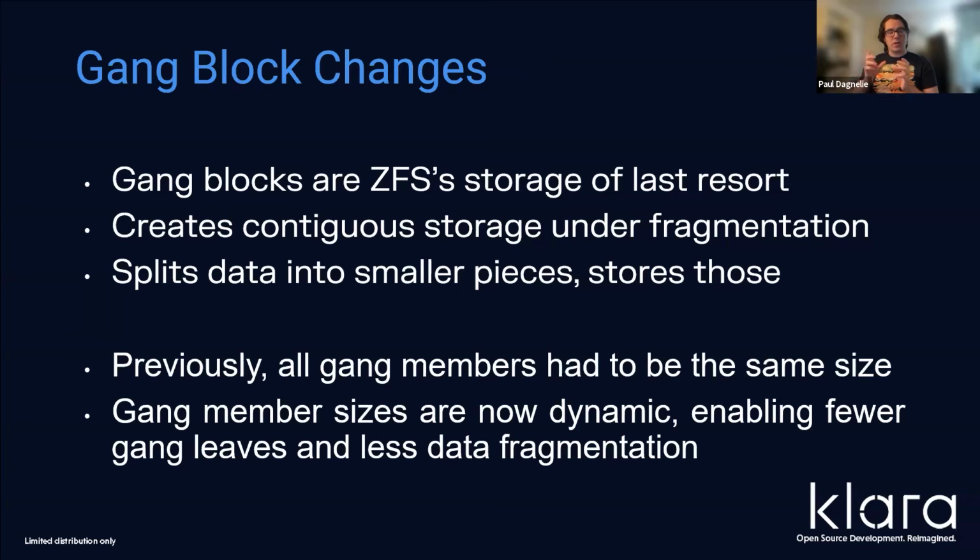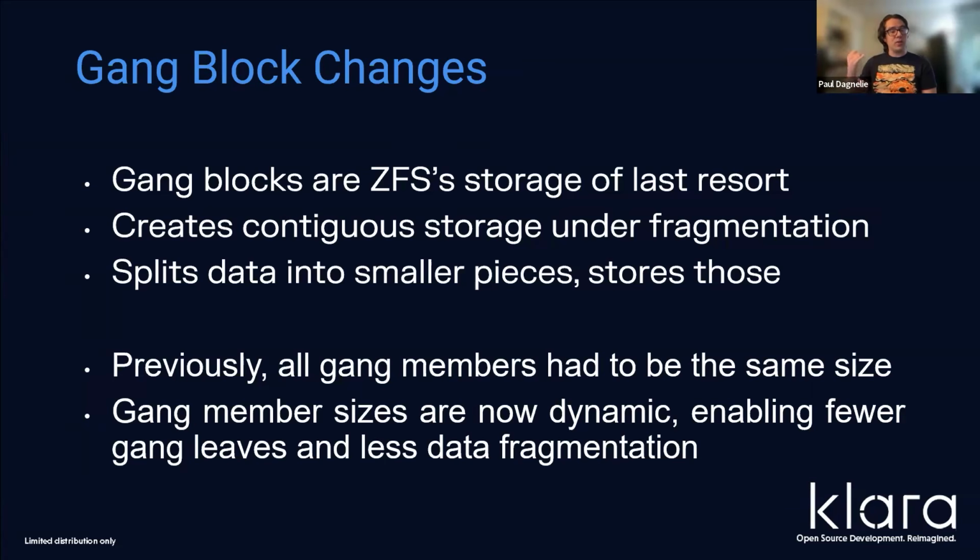Previously, all of the different gang members, these smaller pieces of data, had to be the same size, right? They would all have to be 42 and a bit kilobytes in our example. And we would find these three 42 kilobyte regions and store the data in those, and then have a little header that points to that data. But if you had, for example, a bunch of 64 kilobyte free segments, using only 42 kilobytes of them to store these gang members is wasteful, and it's actually creating more fragmentation going forwards.